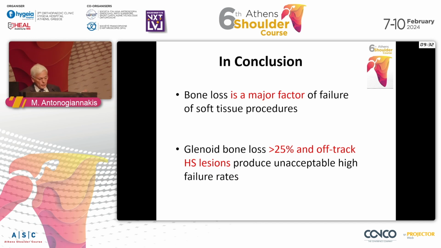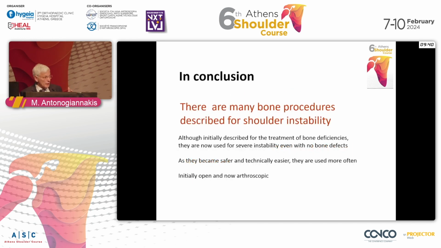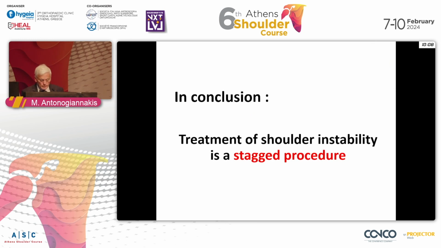So now we know bone loss is a major factor of failure of soft tissue procedures. We have unacceptably high failure rates. We have a great bone loss, and there are many bone procedures now described that we can use. While initially these were procedures that we used in order to restore the bone loss, now they are procedures that we are performing in more active patients with more dislocations, even if the bone loss is small.